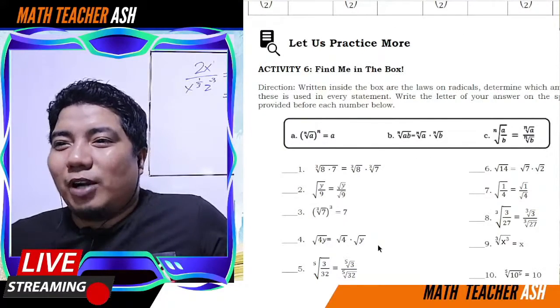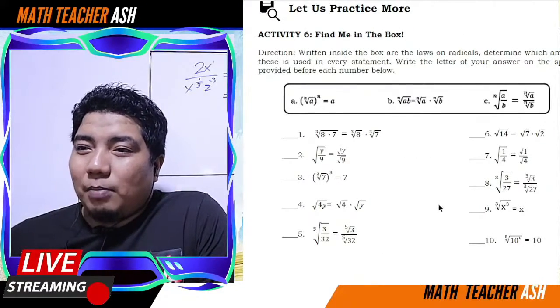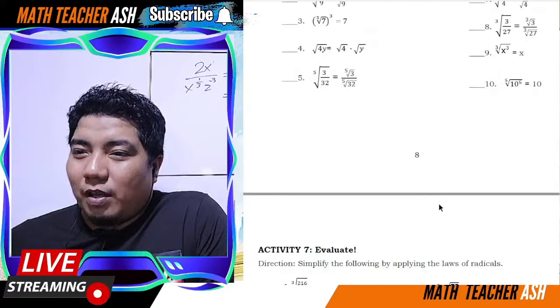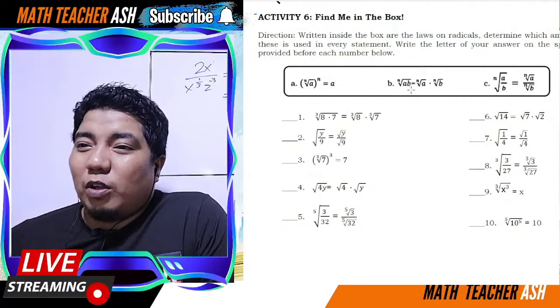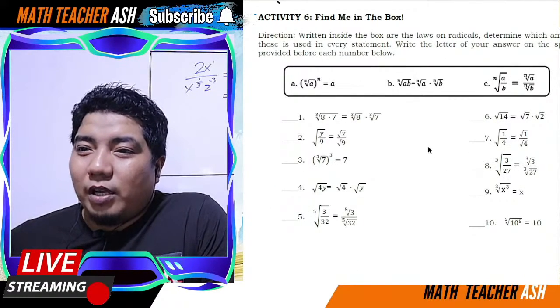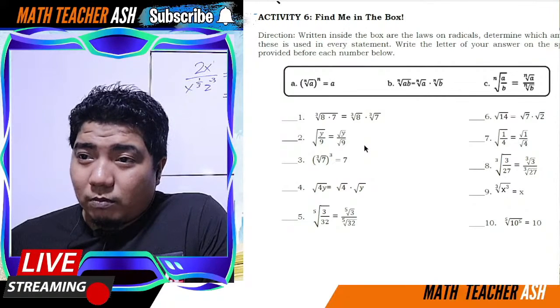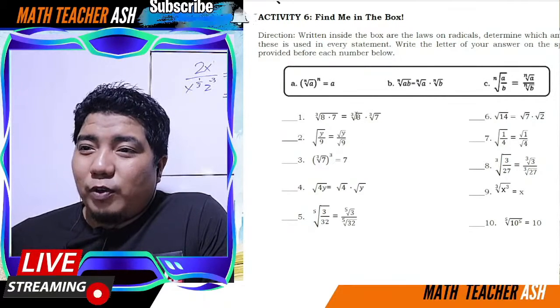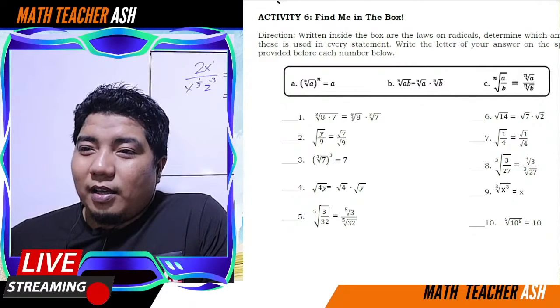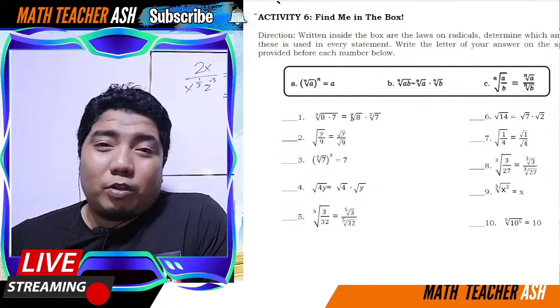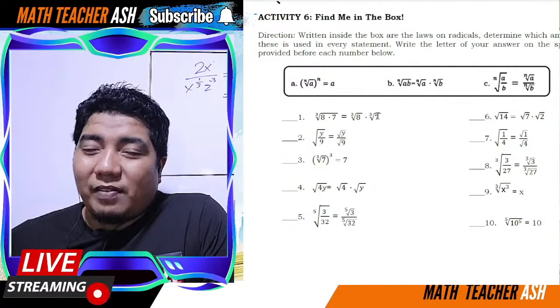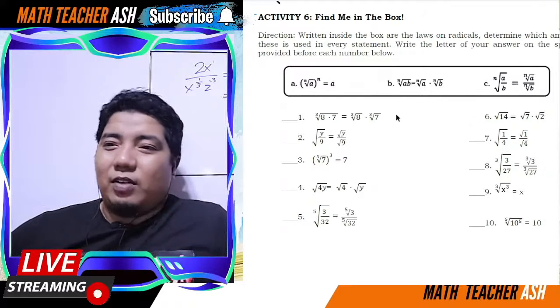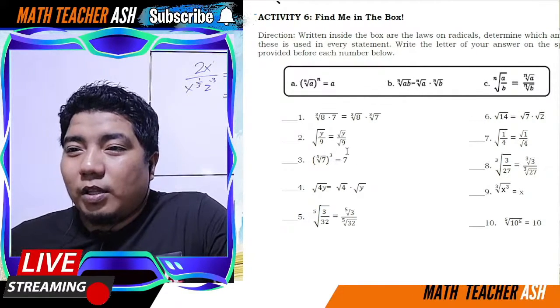Let us practice more. Activity 6. So, fill me in the box. Alright, so, I think, ayan, madali lang to. Okay, so ito yung example niya. So, paano mo to sagutin? So, we have here, yan. So, if you simplify this one, this will become, cube root of 8 is 2. Ito, may cube root bang 7? Wala. So, 2 cube root of 7. That's it.